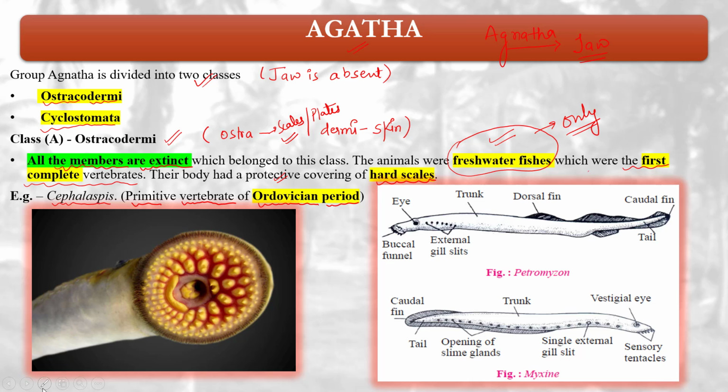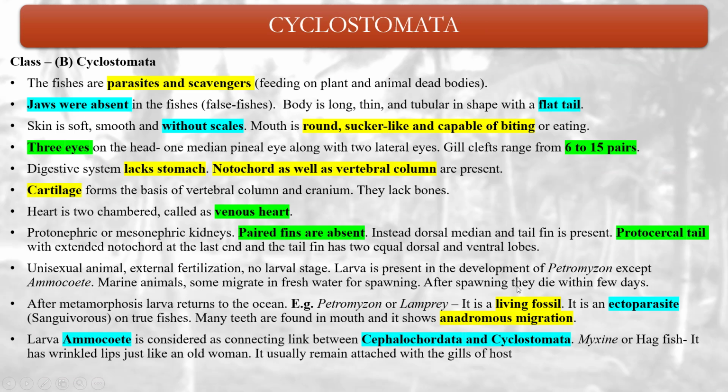Now coming to the next, cyclostomes or cyclostomata. The fishes under this category are parasites and scavengers. They are jawless fishes, meaning false fishes. Jaw is absent and that's why they are known as false fishes. They are parasites and scavengers, meaning they feed on plants and dead animals.